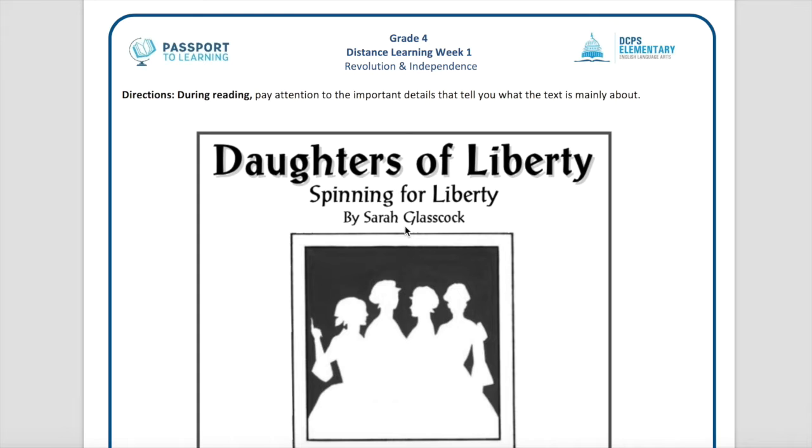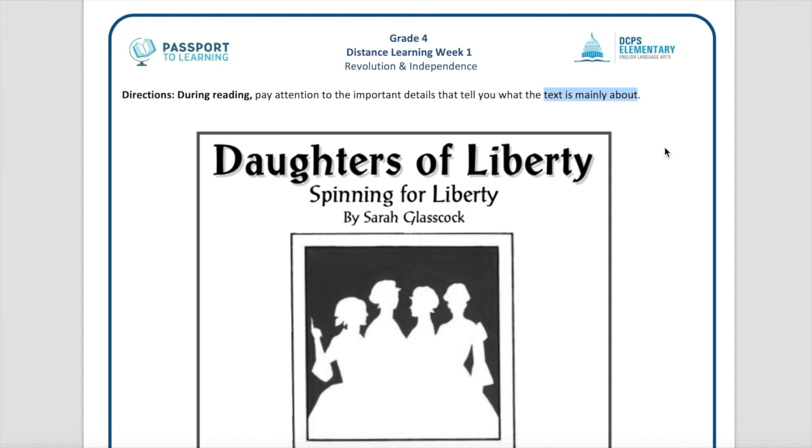Here we are at the beginning of our text, Daughters of Liberty, Spinning for Liberty by Sarah Glasscock. So before we get started, I'm going to look at my directions, which tell me that during reading, I need to pay attention to the important details that tell you what the text is mainly about. So I'm really thinking about what is the main idea of this text? What is this text mostly about?